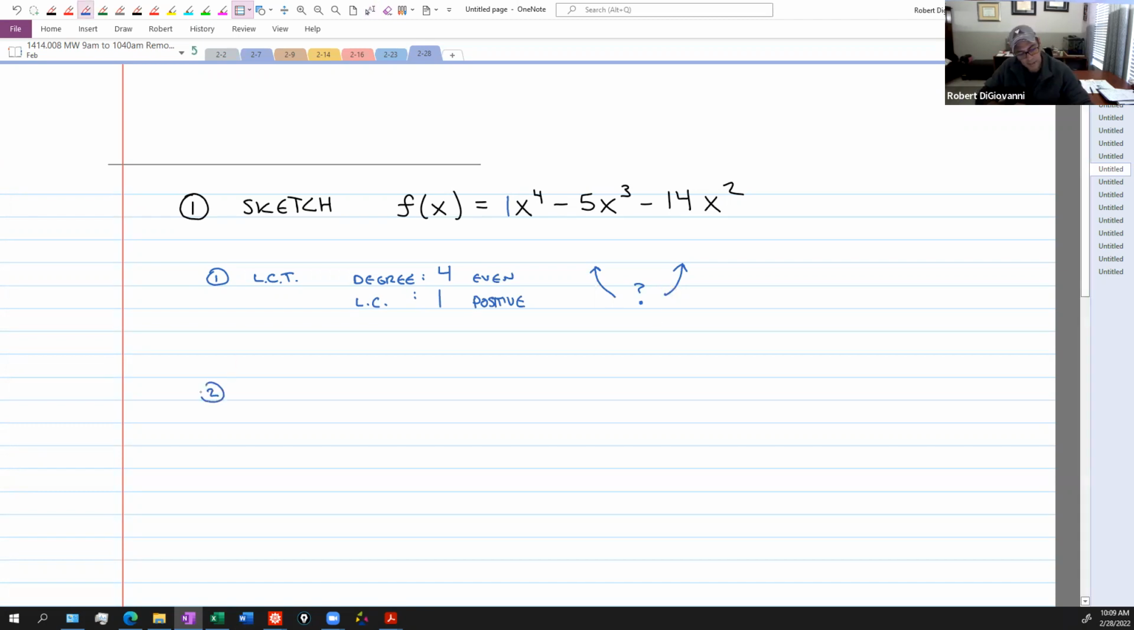The next step is to find the x-intercepts. And to do that, we set the function to 0. And this is the part that's going to be a little bit of a pain, because now we're really going to test your factoring abilities.